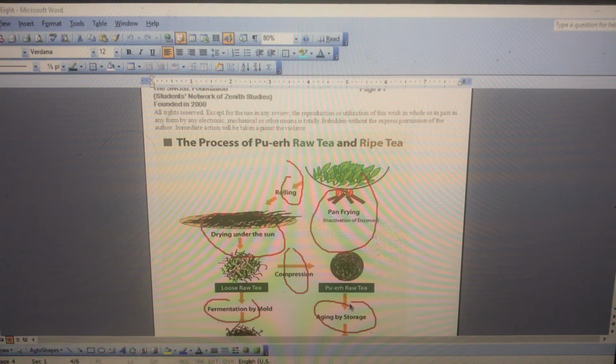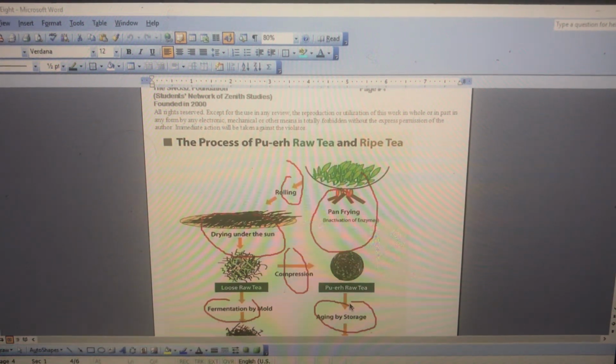Who is pan frying it? Who is rolling it? Who is drying under the sun? Who is compressing it? Who is fermenting it? Who is aging them by storage? We do not know. It's a natural process that each time this is done. So for this reason, you need to use passive voice and full passive.